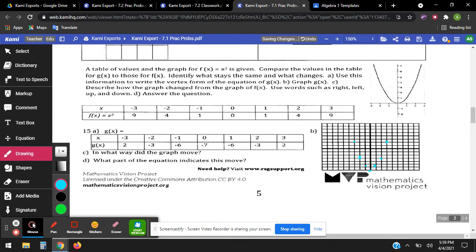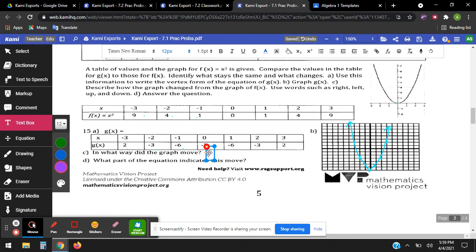So if I'm comparing this to my original up here, that starts at 0, 0. That's down at 0, -7. So that looks like it's 7 lower. Let's see if that works for the rest. 1 minus -6, that's 7 lower. 4 minus -3, that's 7 lower. 9 minus 2, that's 7. So in what way did the graph move? It moved down 7.